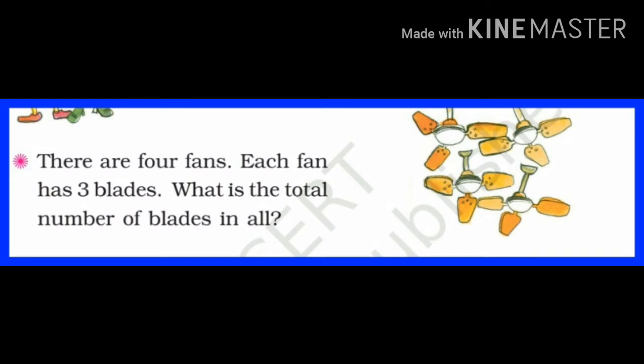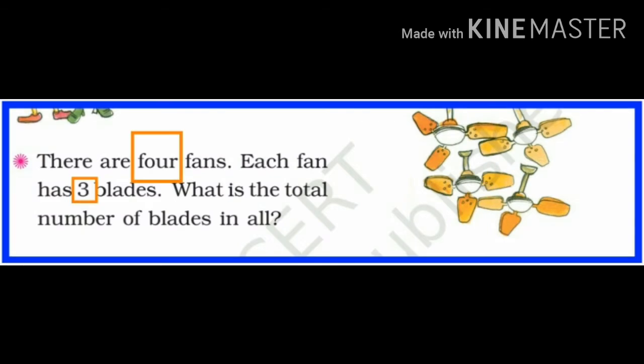Let us see the next sum. There are 4 fans. Each fan has 3 blades. What is the total number of blades in all? Children, you can see in the picture here we have 4 fans and in each fan there are 3 blades. We have to find the total number of blades. We will multiply 4 by 3. We will get the answer 12.